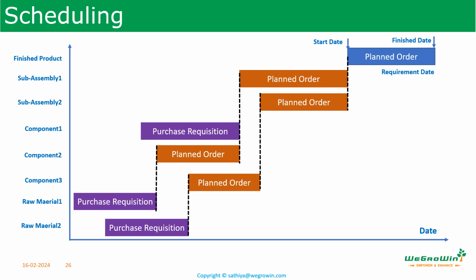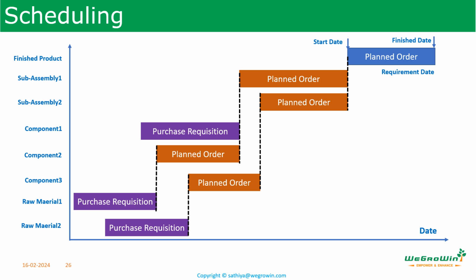Now the finished product, when I need it, there is the start date and finish date. You can see it at the right top. And there is a start date and finish date based on the lead time. Now if I have to start it, I need sub-assembly 1 and sub-assembly 2. These two should be available on the start date. Sub-assembly 1 has one lead time, sub-assembly 2 has another lead time. So their start dates are different.